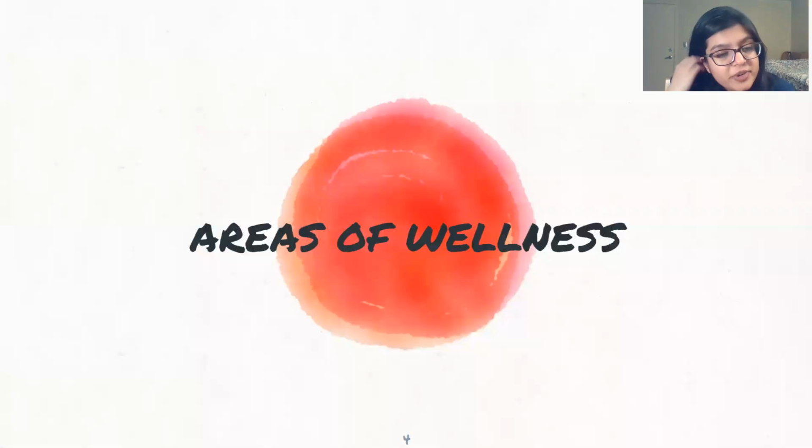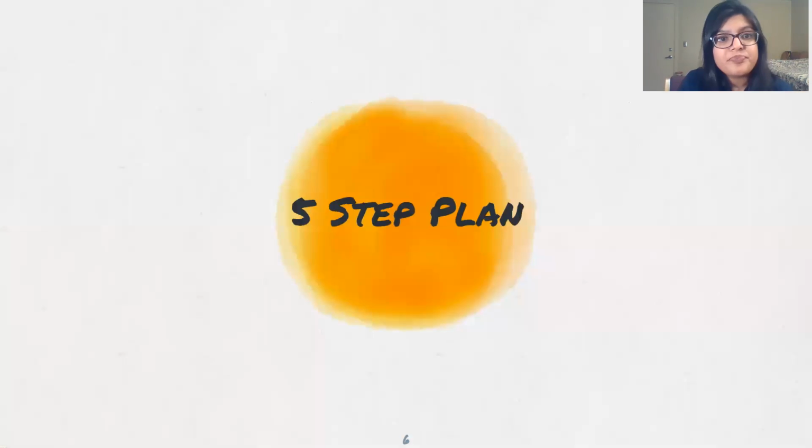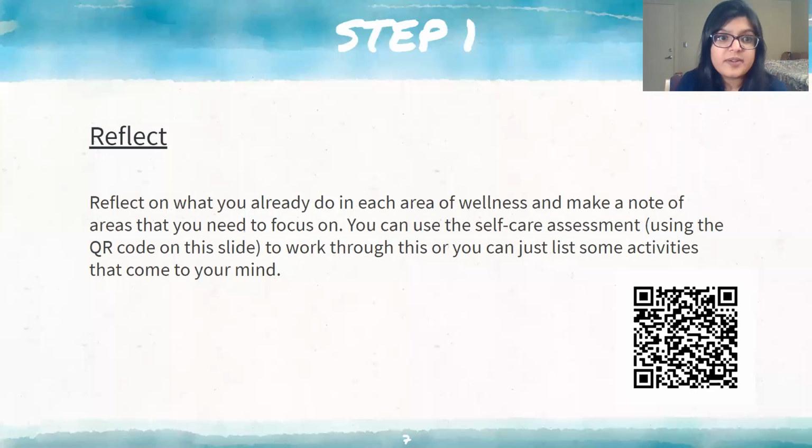However, in order to create a self-care plan, we need to start off by looking at the 9 different areas of wellness, which are physical wellness, financial wellness, spiritual wellness, environmental wellness, intellectual wellness, sexual wellness, social wellness, occupational wellness, and emotional wellness. Evaluating each of these areas of wellness for yourself is a very important part of creating a self-care plan. So let's start off by looking at what this 5-step plan looks like.